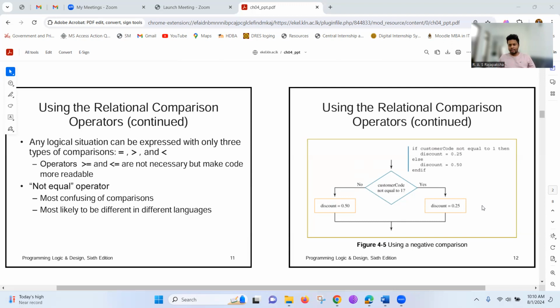Yes, what it means. If the customer not equal to 1, then discount equal 0.25.